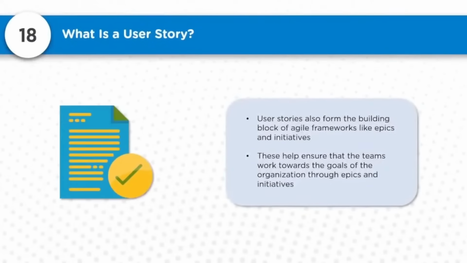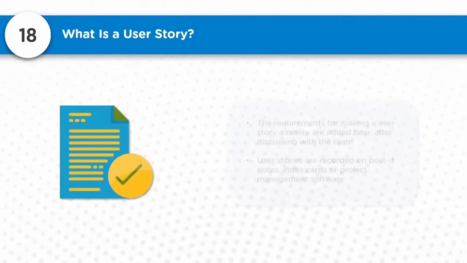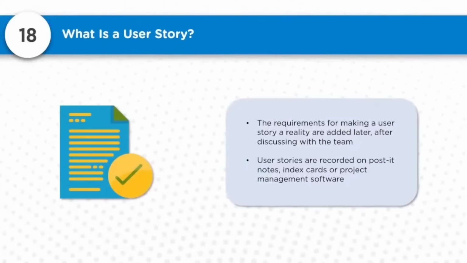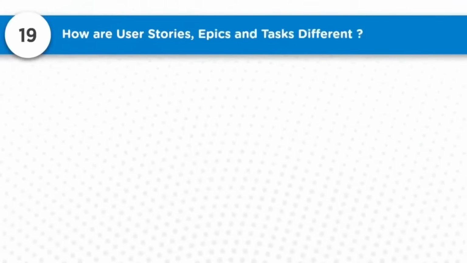User stories also form the building blocks of Agile frameworks like epics and initiatives. These help ensure that the team works to the goals of the organization through epics and initiatives. Further, the requirements for making the user stories a reality are added later after discussing with the team. To write a user story, the involvement of the team members is very essential. They should discuss and agree, yes, these are the features and functionality which should be there. User stories are recorded on post-it notes, index cards, or project management software, whatever is feasible and available. Next question, how are user stories, epics, and tasks different?